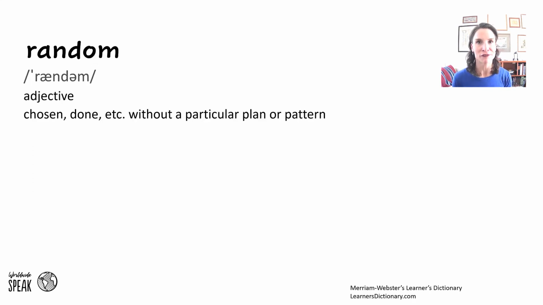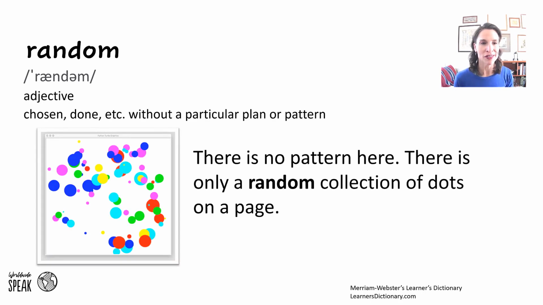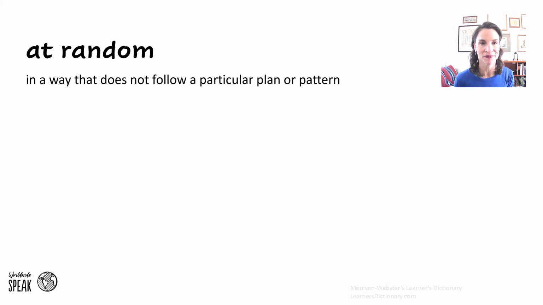Our next word is random. This is an adjective, great adjective, very, very useful. Random, and this means chosen or done or something like that with no particular plan or pattern at all. So in this picture, there is no pattern here. There is only a random collection of dots on a page. These dots are not organized in any specific way or at all.